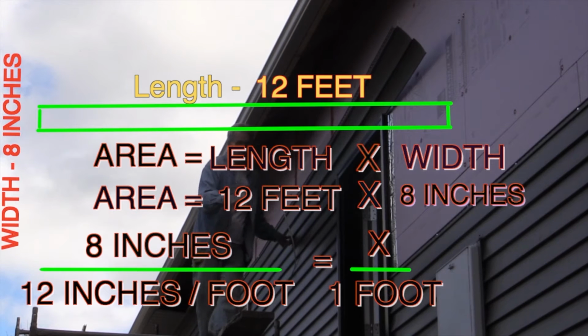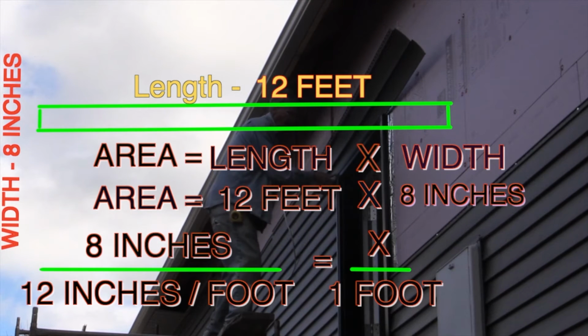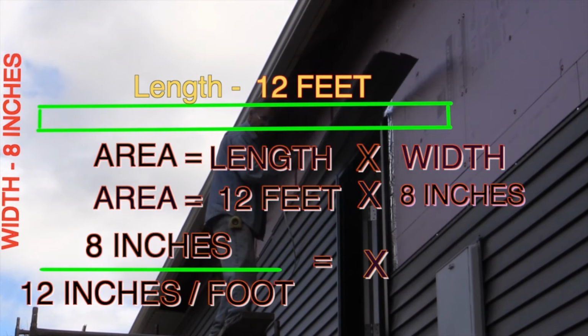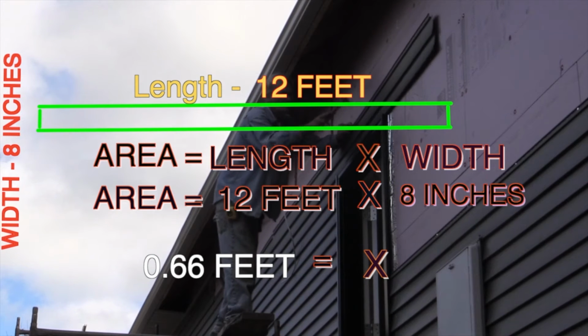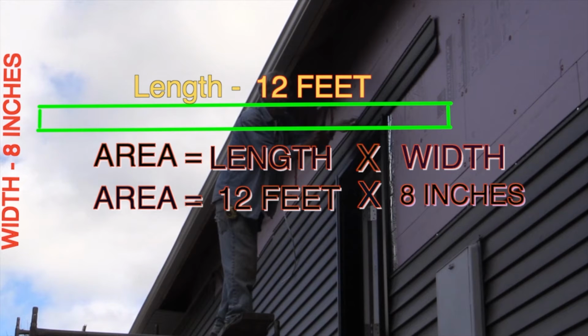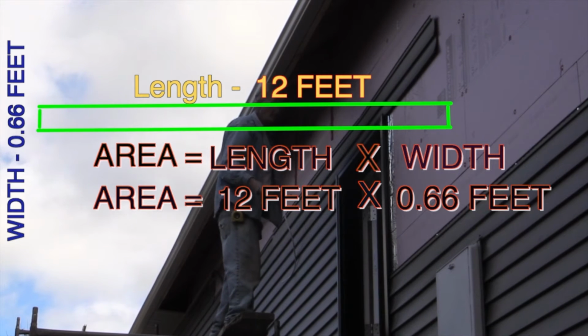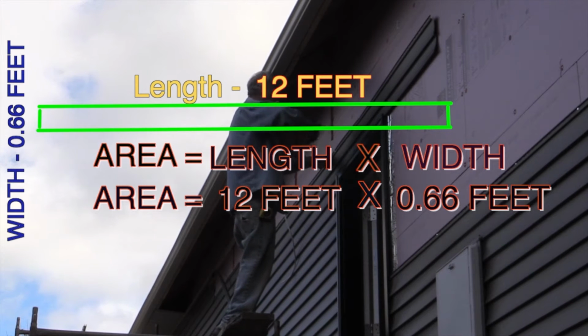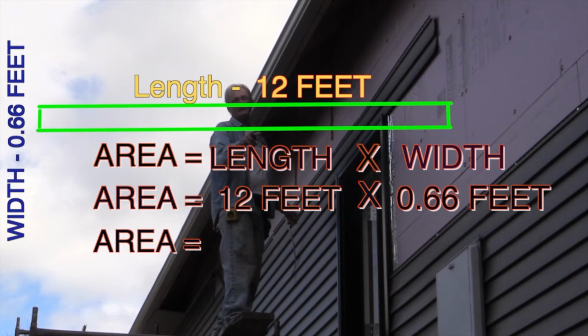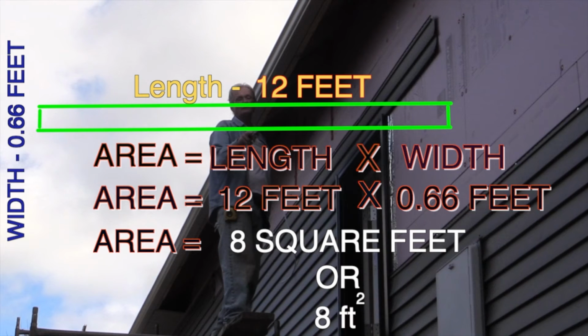Because the right-hand side of the equation is x over 1, or just x, we can simply divide 8 by 12 on the left-hand side to get 0.66. So, the width of a piece of the vinyl siding is 0.66 feet. We can now enter 0.66 feet as the width and 12 feet as the length in our area formula and calculate the result to be 8 square feet. Each piece of vinyl siding covers 8 square feet of area.